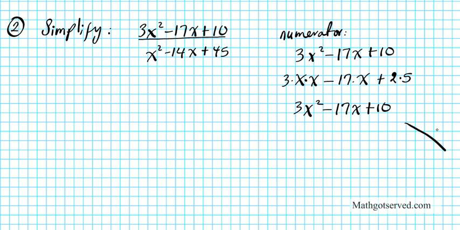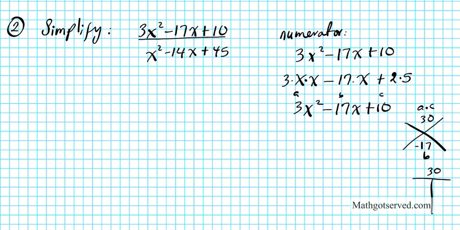So make our x, play the x game. AC goes on top, B goes on the bottom. This is A, B, C. AC is 30, B is negative 17. So what two numbers multiply to give you this and add to give you that? Well, let's make our list of factors.